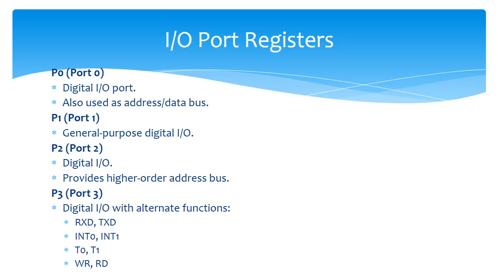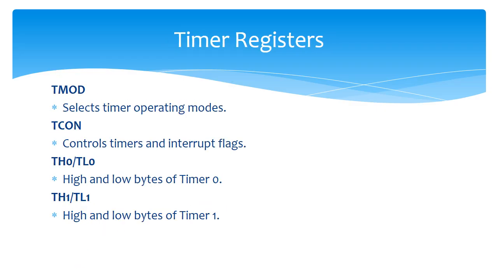And you have the next registers, which are called the input output port registers. Here, these are also special function registers: port 0, port 1, port 2, and port 3. Port 0 is a simple digital input output port, as well as having an alternate function of address and data bus. Port 1 is purely an input output port. Port 2 will be acting as input output as well as higher order address. Port 3 is input output, as well as it has many alternate functions like serial communication, interrupts, timers, and all kinds of control signals.